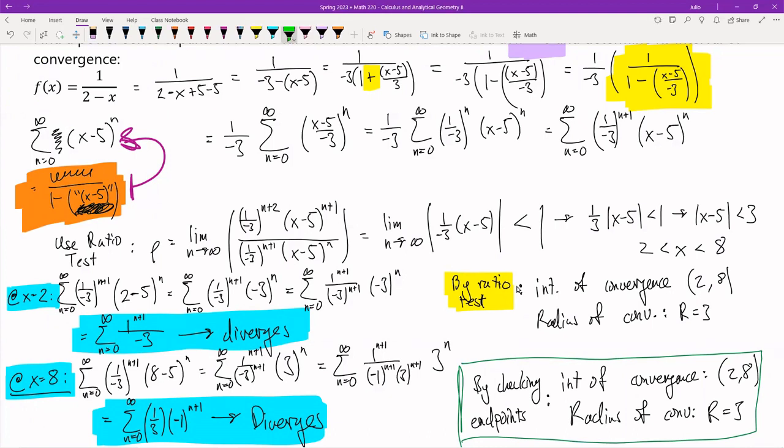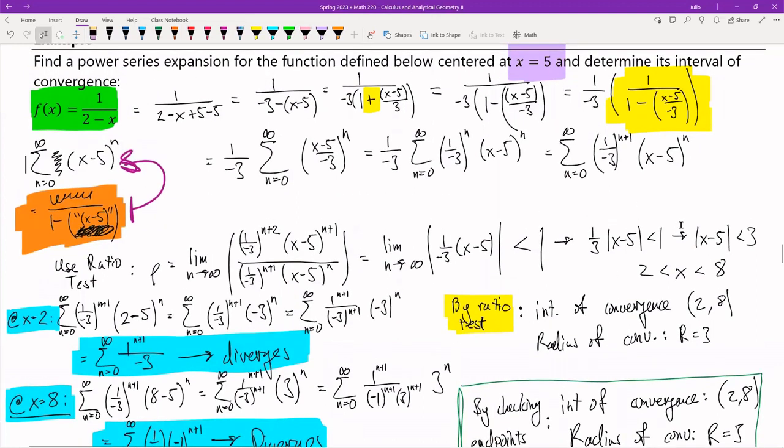So what we did is this. We wanted to find a power series expansion that matches this function. Let me scoot up a little bit. We wanted to find a power series expansion for that f of x centered at x equal 5. That power series expansion is this right here: 1 over negative 3 to the n plus 1 times x minus 5 to the n. So the power series expansion for our function is that right there.